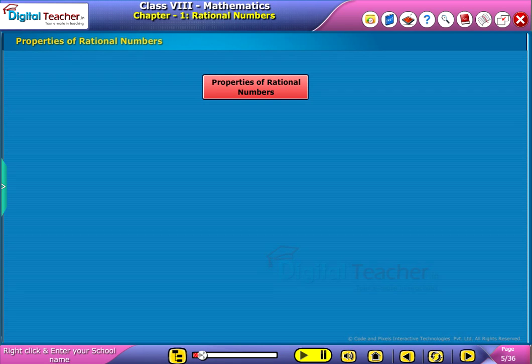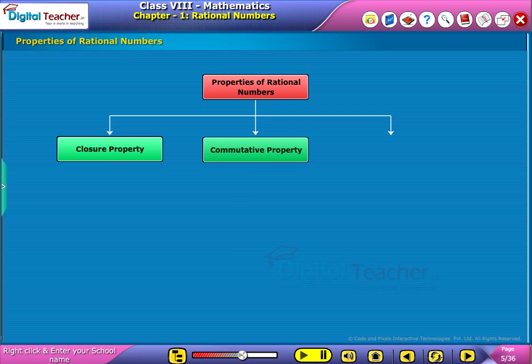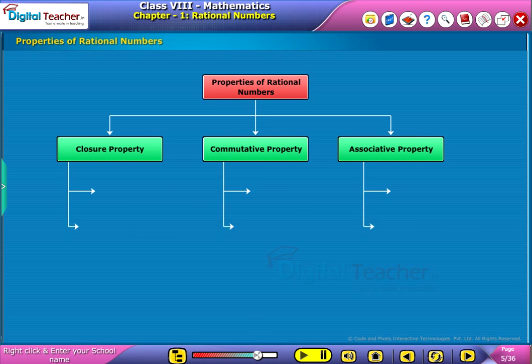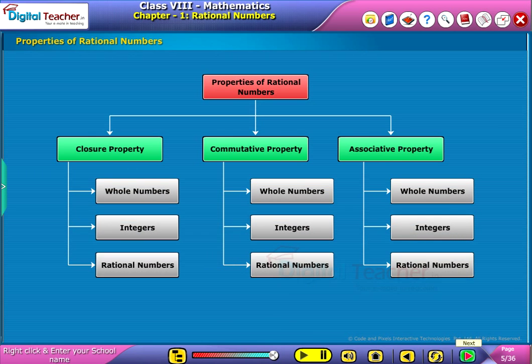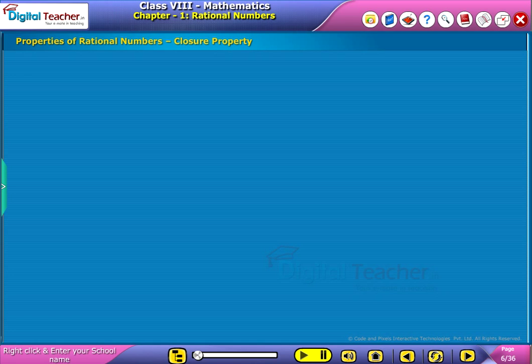Now, let us learn about properties of rational numbers. Properties of rational numbers. The properties of rational numbers are mainly classified into closure property, commutative property, and associative property. Again, each property is further explained for whole numbers, integers, and rational numbers. Now, let us learn in detail about closure property along with the operations under whole numbers, integers, and rational numbers.